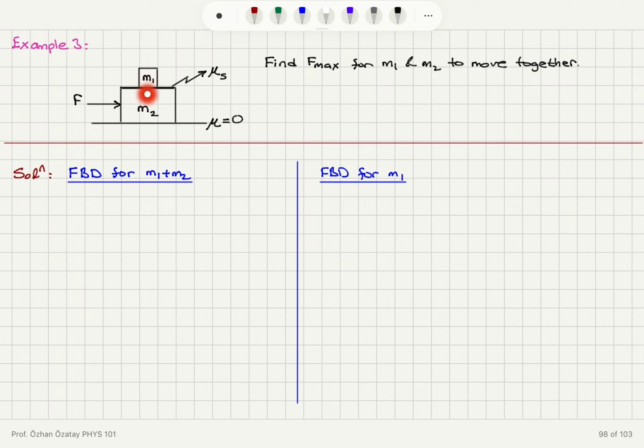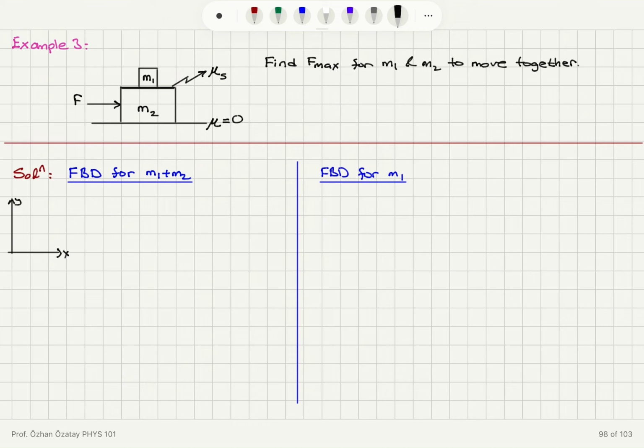Okay, so we're going to look at free body diagram for the combined system M1 plus M2. So here is our y-axis, here is our x-axis, x and y.